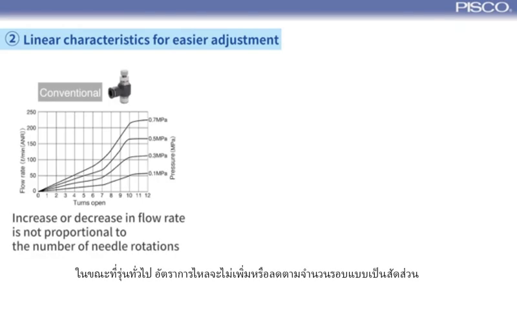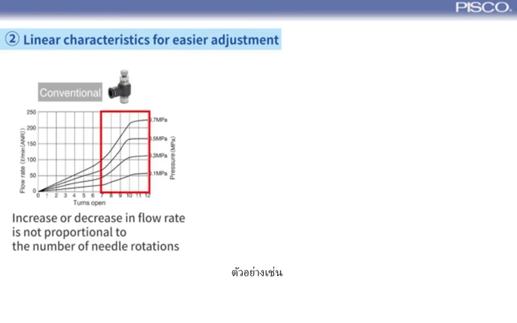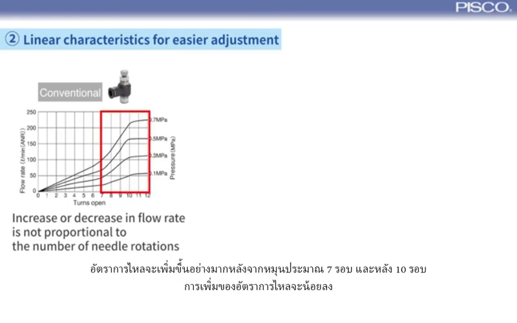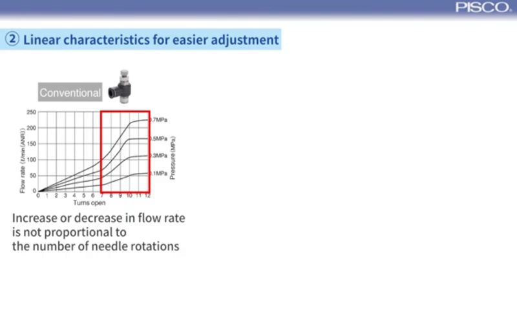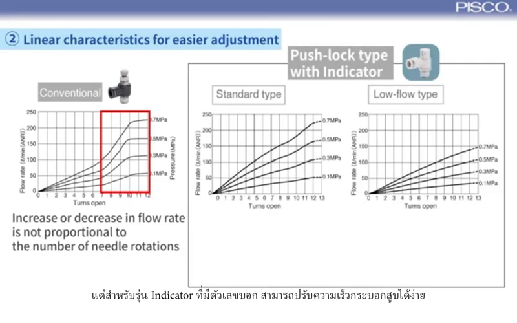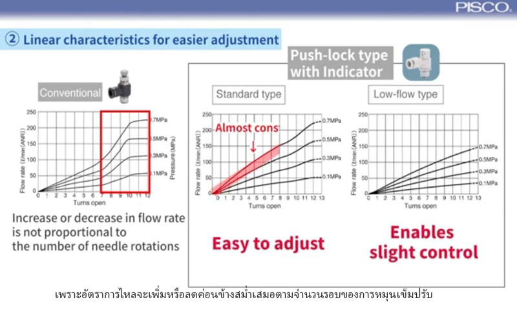With conventional products, the increase or decrease in flow rate is not proportional to the number of needle rotations. Specifically, the flow rate increases significantly after 7 rotations, and the increase in flow rate becomes smaller after 10 revolutions. With the indicator type, however, it's easy to adjust the cylinder speed because the increase or decrease in flow rate in response to the number of needle rotations is almost constant.